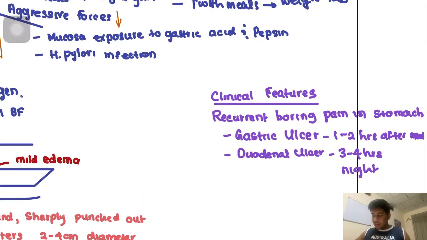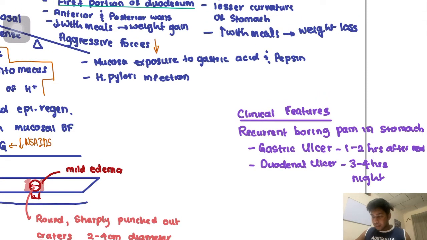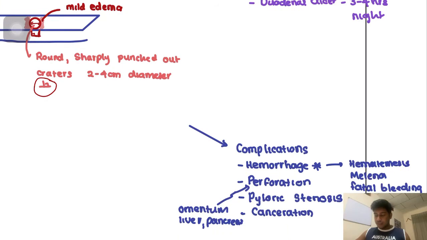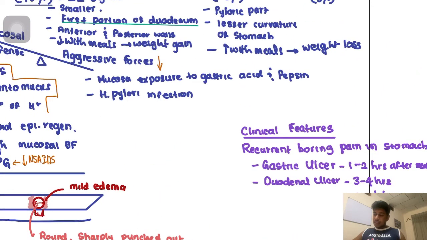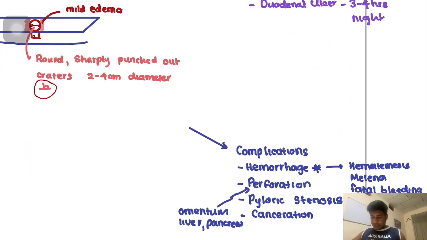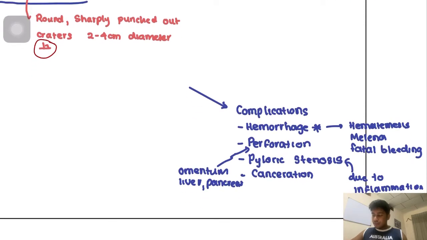so the clinical features: recurrent boring pain in stomach, and the pain with a gastric ulcer is usually 1 to 2 hours after meal. That's when the food is in the stomach. Duodenal ulcers during the night, and 3 to 4 hours after meals. Okay. Complications. That is because the acidic food is now being released. Sorry, I will not go into explaining that. What are the complications? Hemorrhage. Underlying blood vessels can bleed, and that can lead to, again, hematemesis, melena, and fatal bleeding.